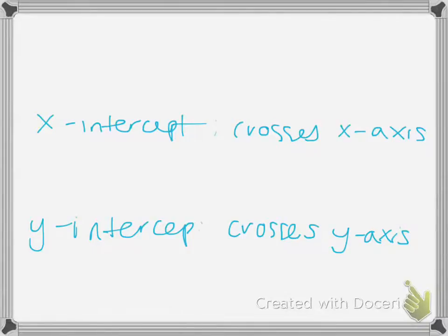Okay, x-intercepts cross the x-axis, so their points are going to be something like 3, 0, where there's always a 0 here. Y-intercepts is where it crosses the y-axis. So it would be something like 0, 4, where there's always a 0 here.